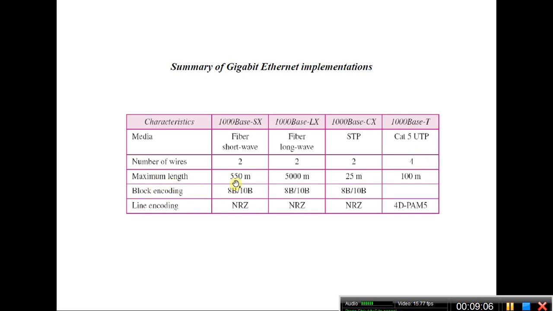The maximum length it supports is 550 meters in 1000 base SX, 5000 meters in 1000 base LX, 25 meters in CX, and 100 meters in 1000 base T. Block encoding is 8B/10B, used in SX, LX, and CX versions. Line coding uses NRZ in the first 3 categories and 4D PM5 in 1000 base T.